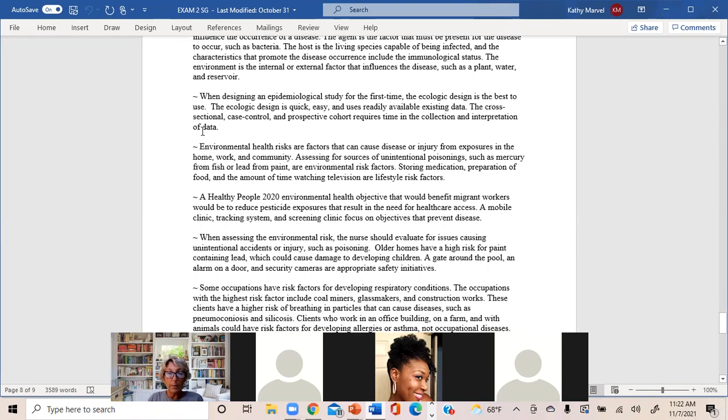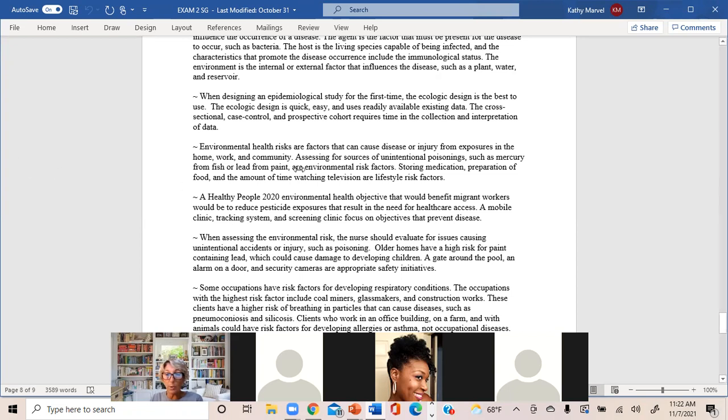Okay, environmental health risk factors. Environmental health risks are factors that can cause disease or injury from exposures. Exposures in the community can happen in the home, work, church, rec center, right? So we need to be able to accurately assess environmental risks of where they occur, right?